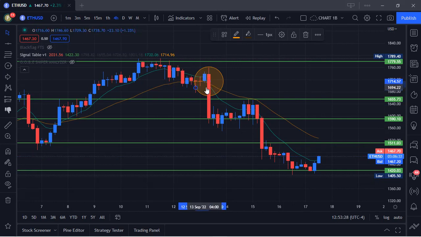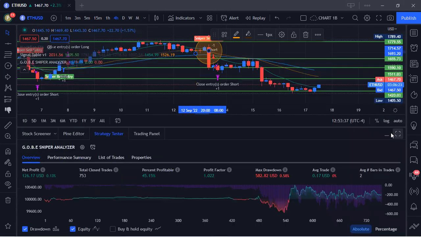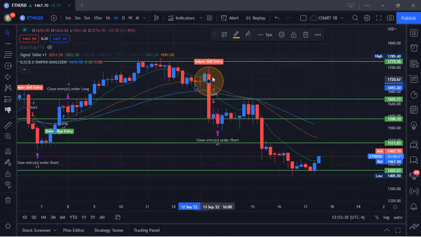All right. And you can also use a Gobi Sniper Analyzer as well. I'm starting to use that again. And it gives you a sell signal right there. So it's pretty accurate, especially on this particular trade. It says sniper sell entry. You enter on the sell right on its candle. Okay. And bam. So you have a third indicator that's telling you what to do.